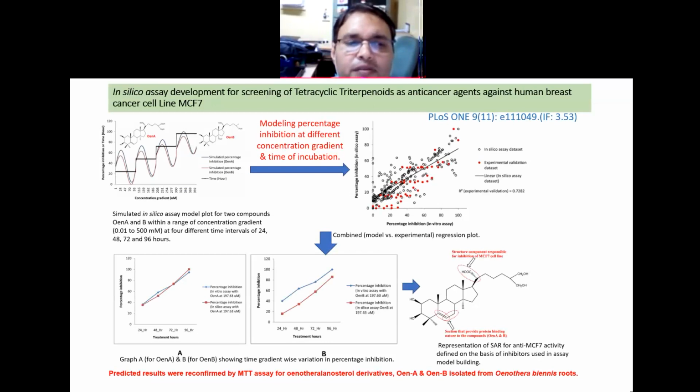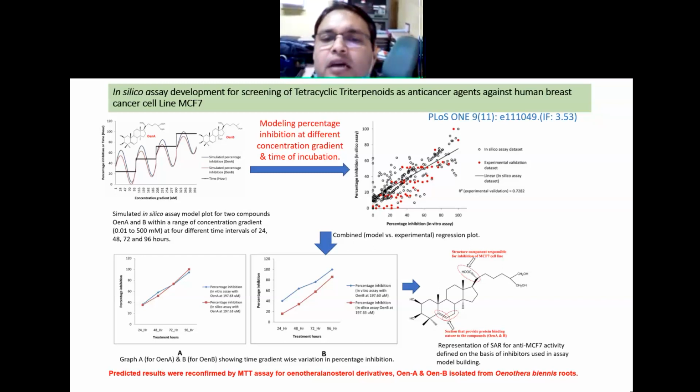Now let's see another example where we use the machine learning method and simulate the biological activity, keeping in mind the time taken during the biological activity evaluation. For this, we simulated an in silico assay model plot for two molecules, Oenothera A and Oenothera B, within the concentration gradient range of 0.01 to 500 micromolar and four different time intervals: 24 hours, 48 hours, 72 hours, and 96 hours. So we modeled this variation of the activity, took the picture in the form of a mathematical expression and plotted it in the graph.